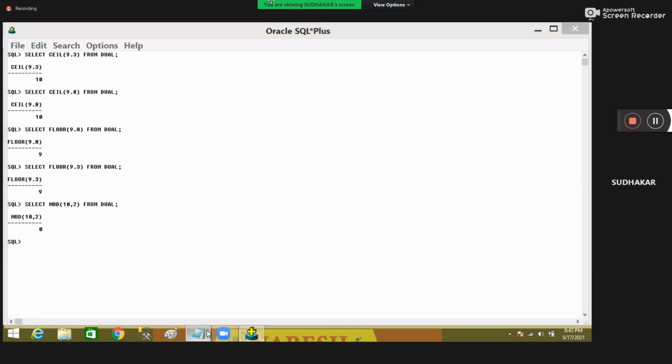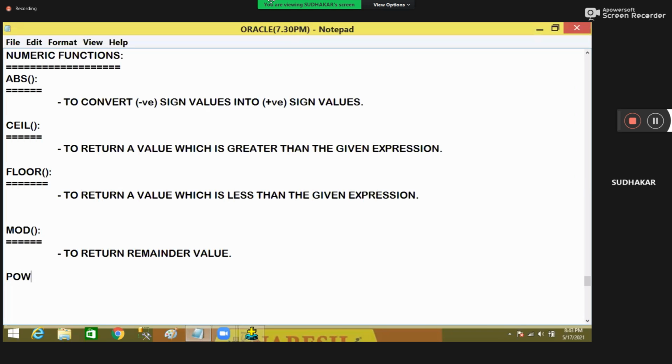The next function is the POWER function. The POWER function returns the power of the given expression.